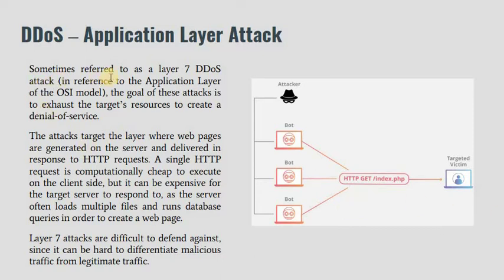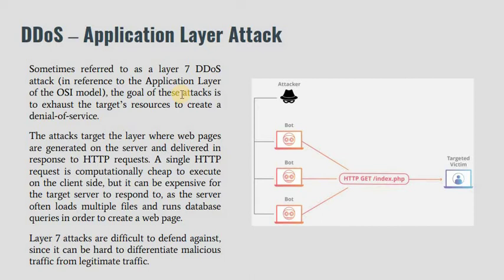It is sometimes referred to as a layer 7 DDoS attack, in reference to the OSI model we have, which indicates the application layer. The goal of these attacks is to exhaust the target's resources to create a denial of service. So it basically targets the application layer. The attacker will try to use a browser or applications like Postman, etc., in order to make a particular HTTP request, right?